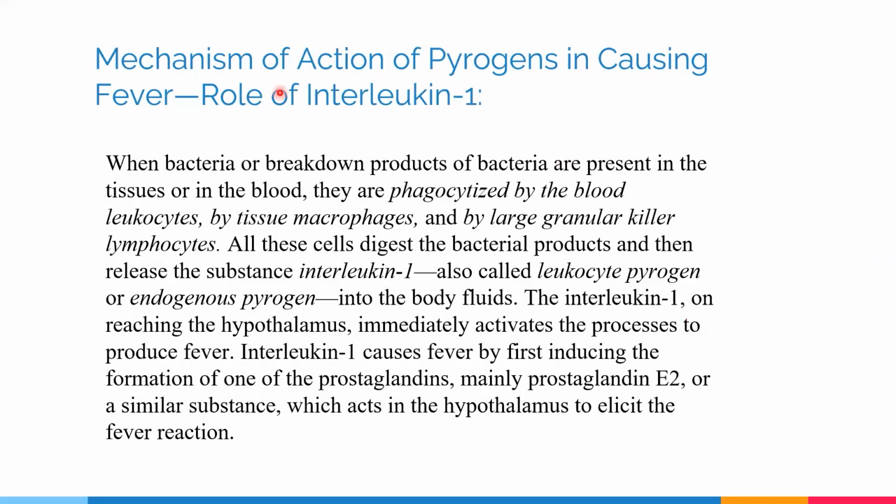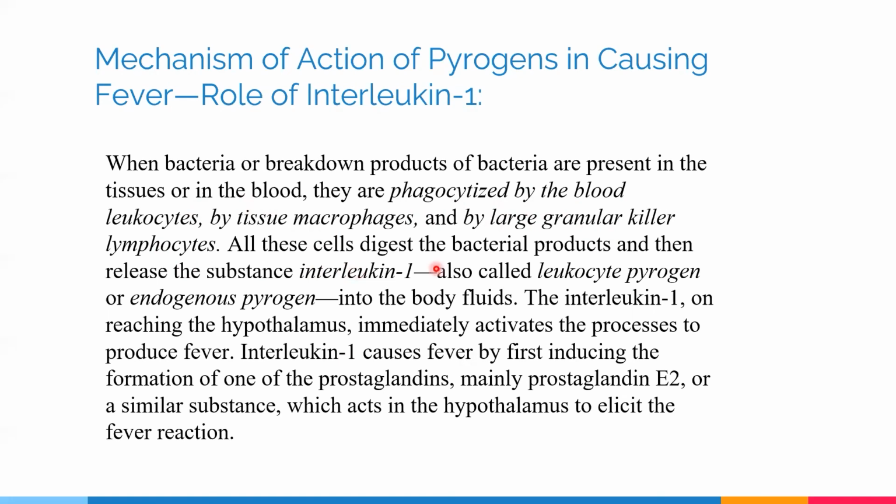Next, the last thing that we'll look into is the mechanism of action of pyrogens in causing fever, which is essentially a role of interleukin 1. When bacteria or breakdown products of bacteria are present in the tissues or in the blood, they are phagocytized by the blood leukocytes, by tissue macrophages, and by large granular killer lymphocytes. The process of which we have already discussed in previous slides. Please refer back to them if the words such as phagocytosis or macrophages seem to not be familiar to you.